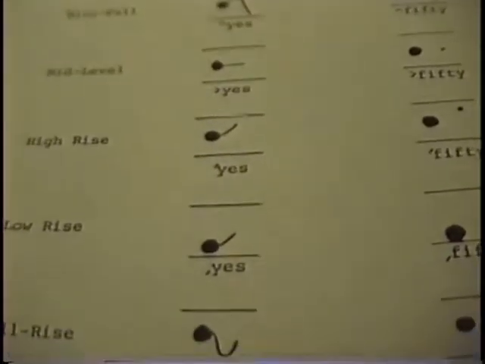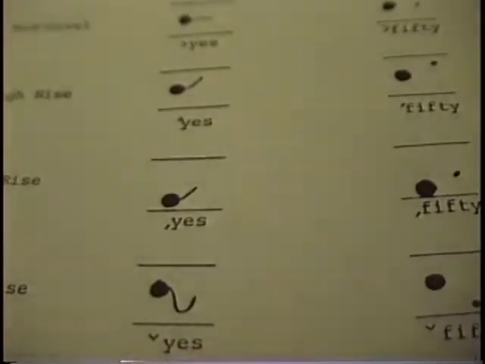Now we come to the rises, three kinds of rise. The high rise, which really can start anywhere but ends pretty high. Let's take this one here that starts in the middle and goes high. Yes, yes, yes. And then the low rise, which starts at the bottom, goes to the middle. Yes, yes, yes.